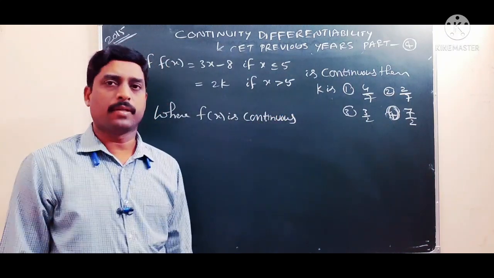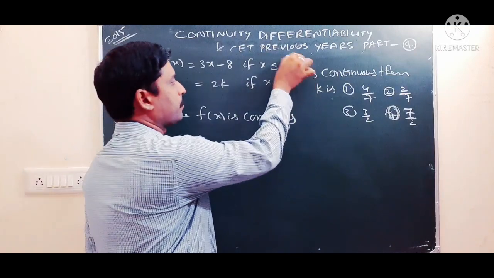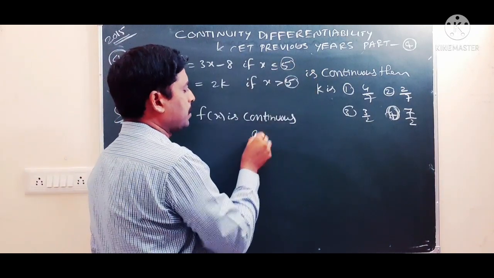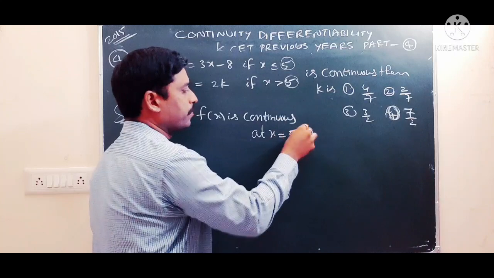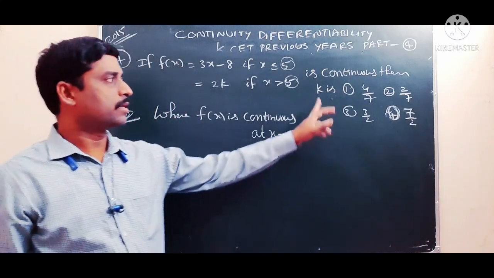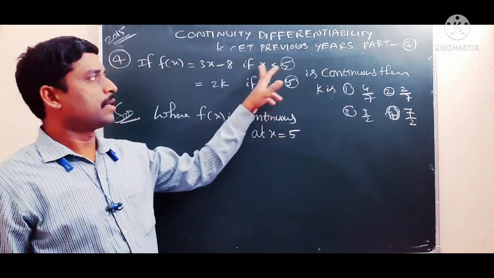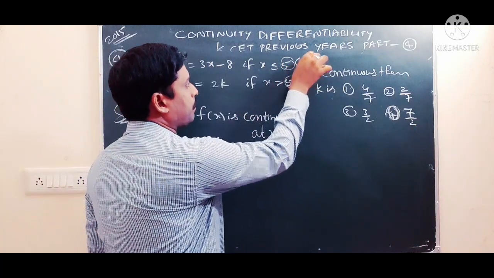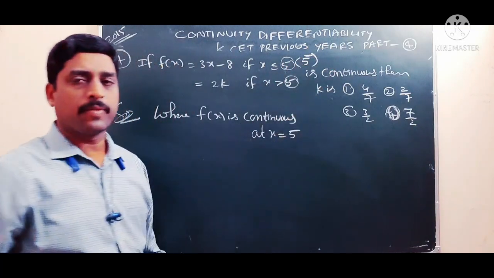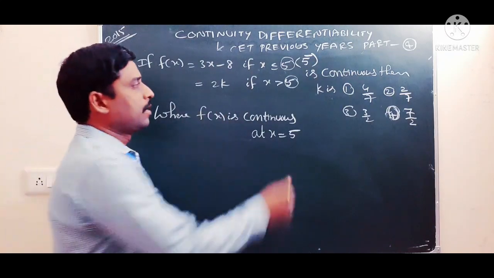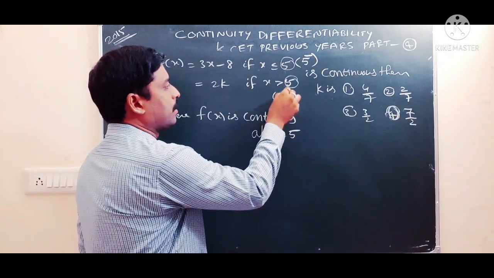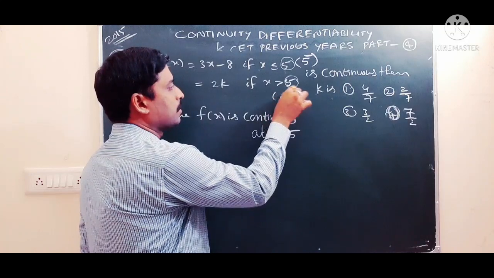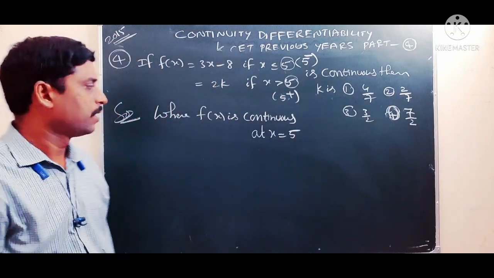In this statement, what is the common point? Common point is 5. So continuous at x is equal to 5. But our target is k value. So x less than or equal to 5 means numbers less than 5 satisfy the first condition, and numbers greater than 5 satisfy the second condition.